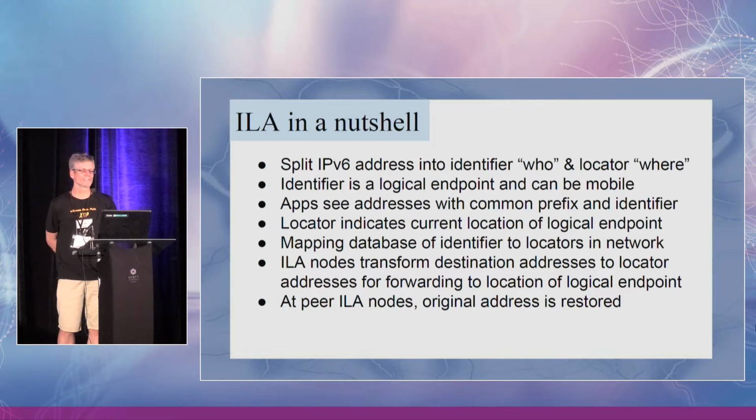Okay, so ILA in a nutshell, it's a mobility type of protocol, and this is using a type of address transformation where we split IPv6 addresses into a locator and identifier. So locator is kind of like the where of the packet, and identifier is the who.